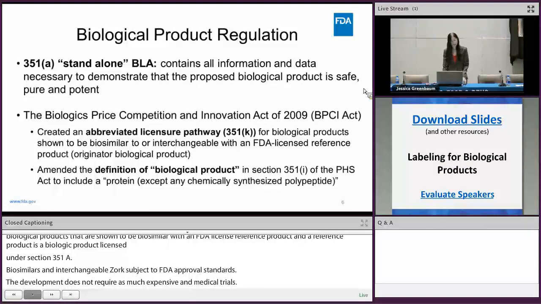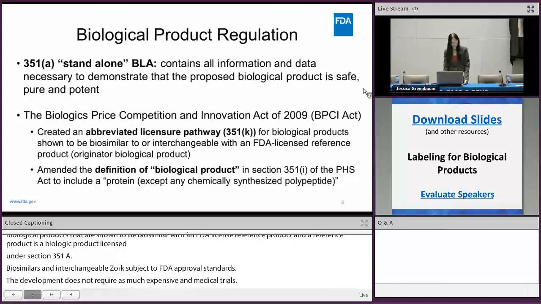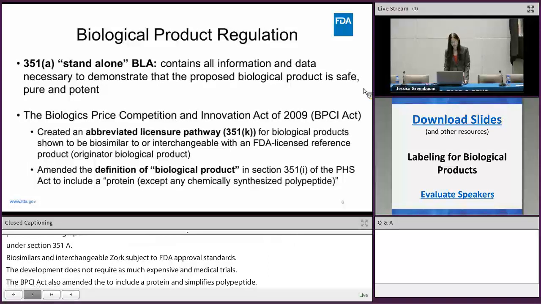I can get into more a little bit later, but why this is relevant is whether something meets the definition of a biological product is relevant to whether the product will be subject to a BLA or an application under Section 505 of the FD&C Act. And it also relates to whether or not a product will be deemed to be licensed under Section 351 of the Public Health Service Act.